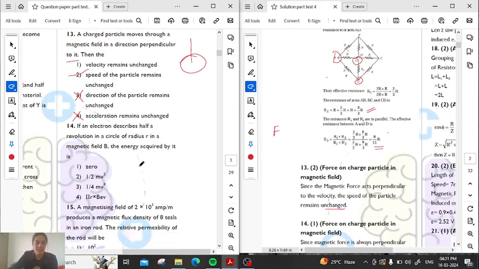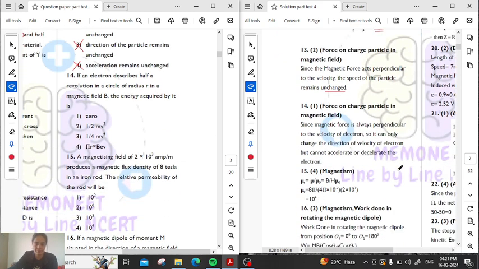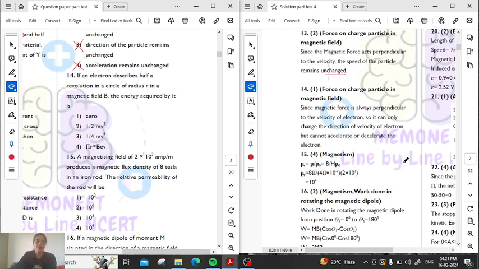Fine, okay, let us move toward the next question, which is question number 14. Question number 14 says, if an electron describes half a revolution of a circle of radius R in a magnetic field B, the energy acquired by it is what? What will its energy be? So simple. Questions of this type, most of the things are given as concepts, it is a very easy question because it is simply zero.